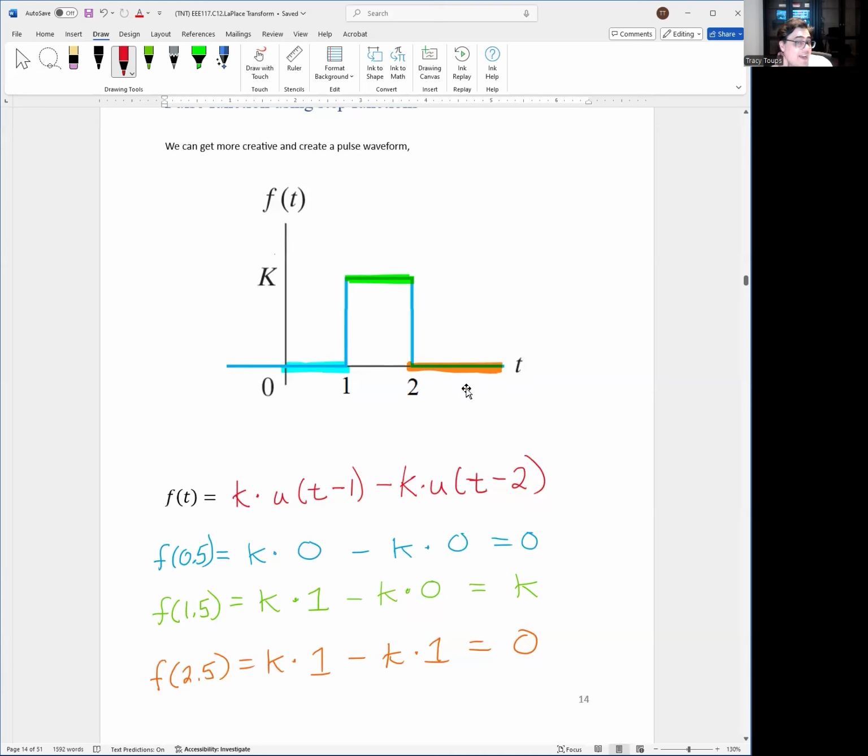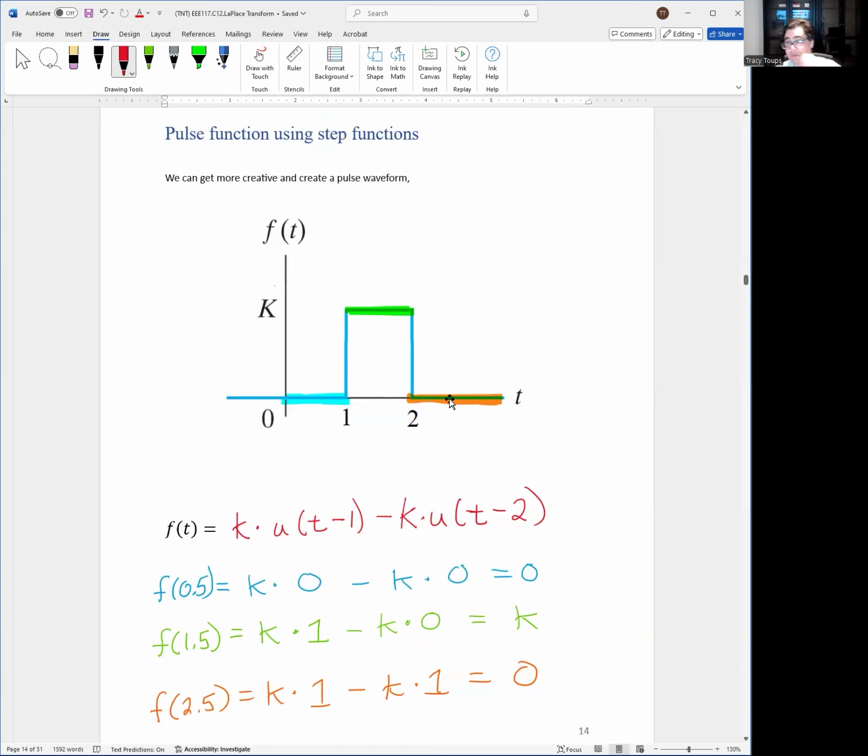Okay, so that's the idea of using step functions. If you're really smart with your patterns, you can make staircase functions, you can use ramp functions, you can do a lot of things. To me, the unit step function is like Lego building blocks where you can create a lot of different waveforms if you get really creative with your mathematical positioning.